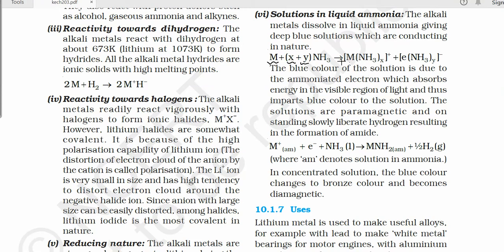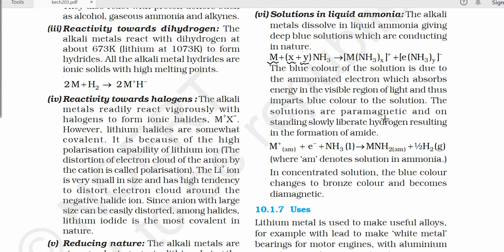The electron which has been released is also accepted by the ammonia, and the positive charge attained by the metal ions also gets attached to ammonia, forming complex compounds. The blue color of the solution is due to the ammoniated electrons, which have the tendency to reflect blue light, and hence the color of the solution becomes blue.